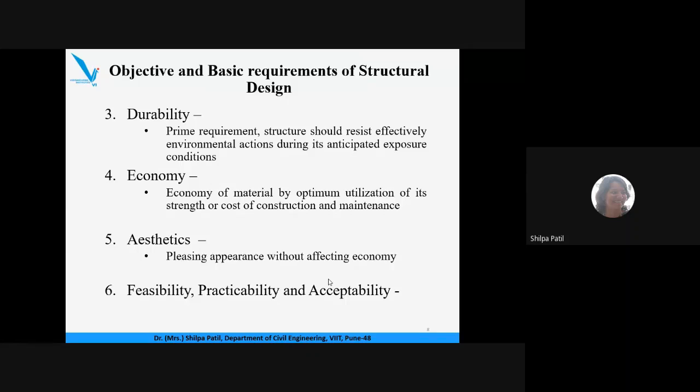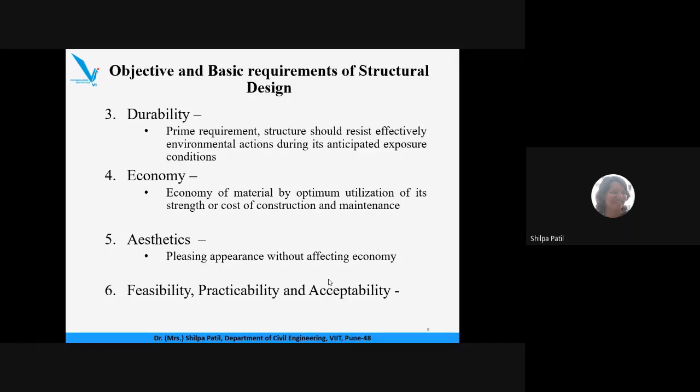See, one may say that I have a lot of money and I want to give an excellent aesthetic view to my structure. So let us construct my entire house in, say, an oval shape structure. Is it possible? See, if we have money, we don't have any restriction on economy. I want the best aesthetic looks, but whether it is practicable, whether we can construct such a structure, whether it is feasible, whether it is acceptable, all these criteria also we need to check.